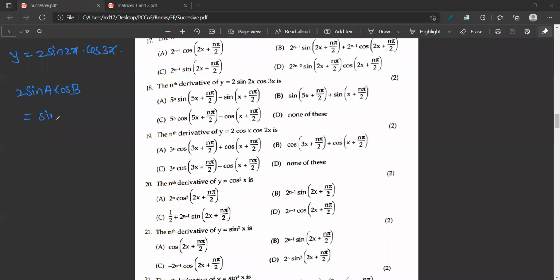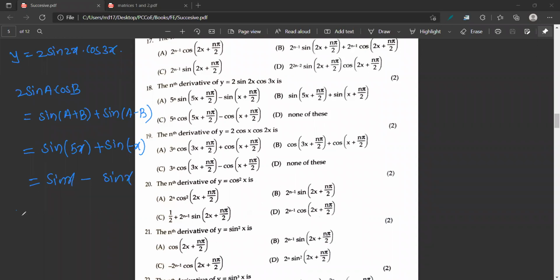It is equal to sin(A+B) plus sin(A-B), right? So if you put this value, what do we get? Sin of 2x plus 3x, that is 5x, plus sin of 2x minus 3x, that is minus x. So we get sin 5x minus sin x.